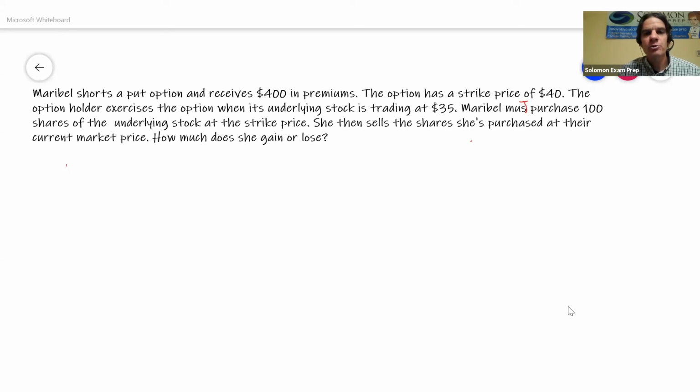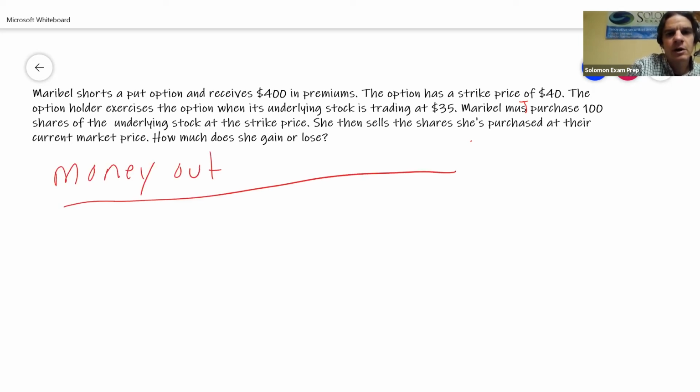Maribel must purchase 100 shares of the underlying stock at the strike price. She then sells the shares she's purchased at their current market price. So how much does she gain or lose? All right, so let's do our T chart again here. Let's do money out on the left, money in on the right. First off, it says she shorts a put option and receives $400 in premiums. So that's money in.